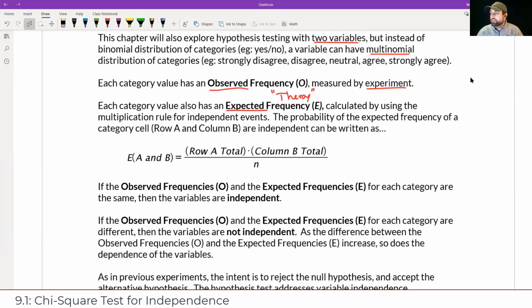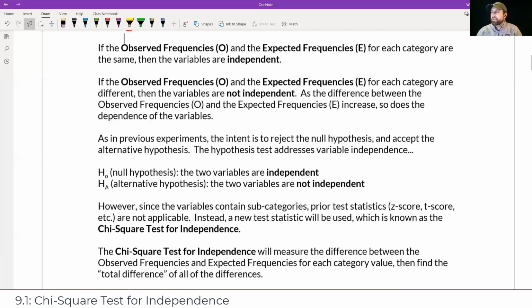So to do that, this is our calculation. In order to find the expected frequency, we take the row total, multiply by the column total, and then divide by the total. So this is how we find the expected frequency. If the observed frequency and the expected frequency are the same, then the variables are independent. And this is why this is called the chi-square test for independence.